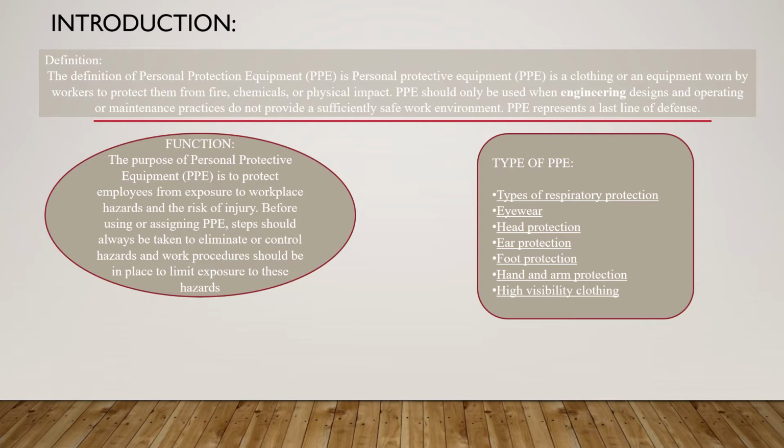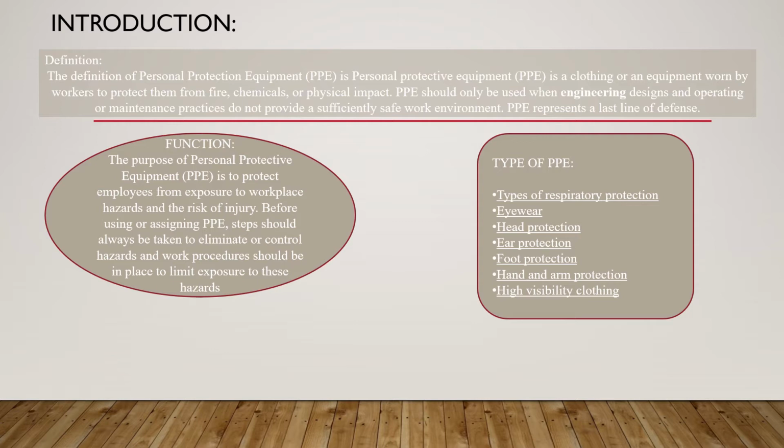So the function of the PPE is to protect employees or workers from exposure to workplace hazard and the risk of injuries. Before using or assigning PPE, steps should be always taken to eliminate or control hazard and work procedures that should be in place to limit exposure to this hazard.